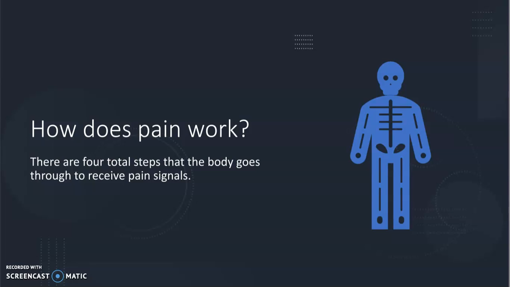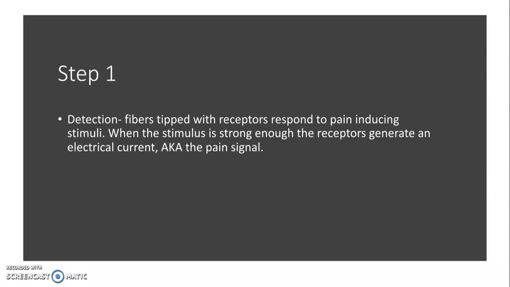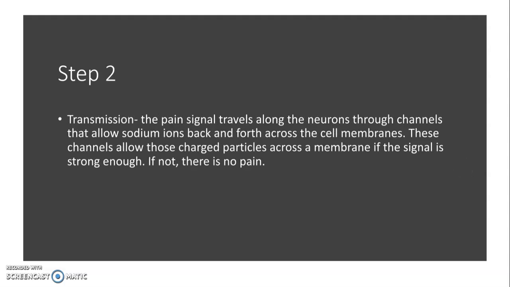Now we're going to be learning about how pain works. There are 4 total steps that the body goes through to receive pain signals. Step 1 is detection. Fibers tipped with receptors respond to pain-inducing stimuli. When the stimulus is strong enough, the receptors generate an electrical current, aka the pain signal. So this step is basically just the pain projecting onto your skin and the receptors receiving that signal.